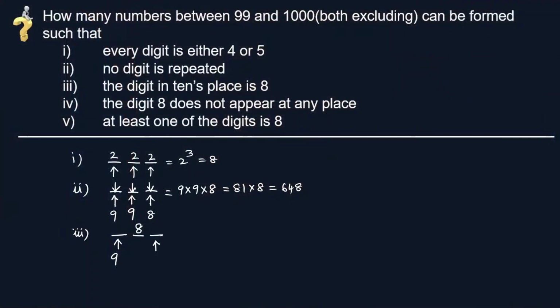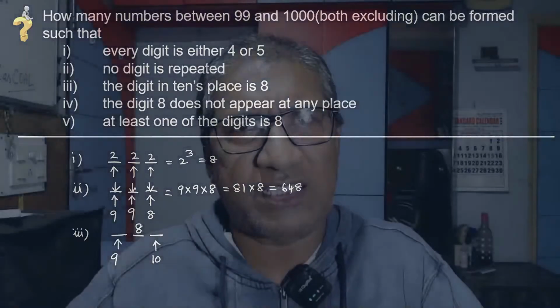So this place can be filled in 9 different ways. Again, 0 cannot come, because if 0 comes in the 100th place, it will no more remain a 3-digit number, it will become a 2-digit number. That is why 0 cannot come, and that is why 9 ways are there to fill the 100th place. Now what about the unit place? Again, there will be 10 such ways, because here 0 can come, 8 can also come, doesn't matter.